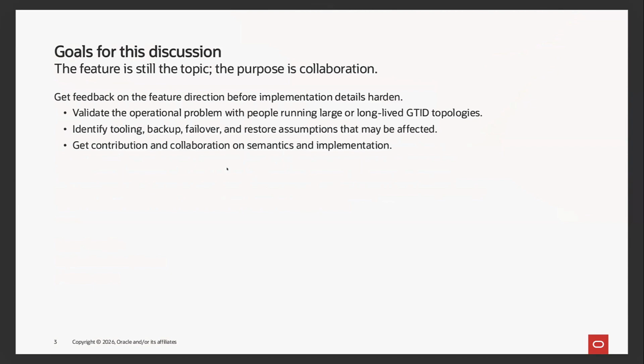What are the goals of this discussion? We are here to discuss the feature, but the purpose is collaboration. We are seeking feedback on the feature direction before we start implementation. We want to validate the operational problem with people running large GTID topologies, identify tooling, backup, failover, and restore assumptions that may be affected by this feature, and also get contribution and collaboration on semantics and, if possible, on implementation.